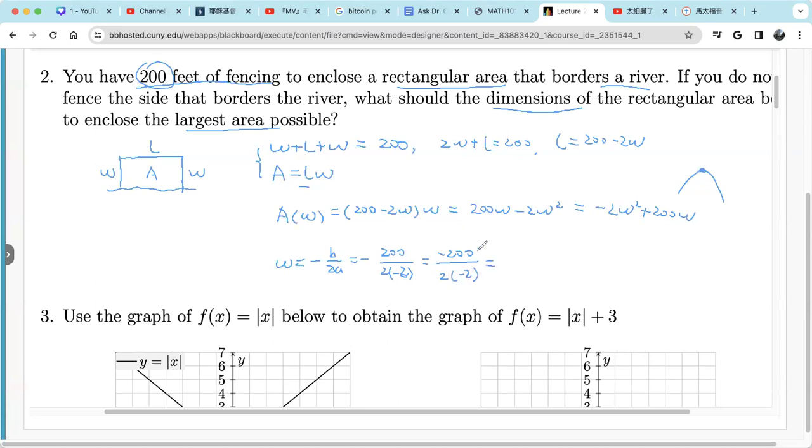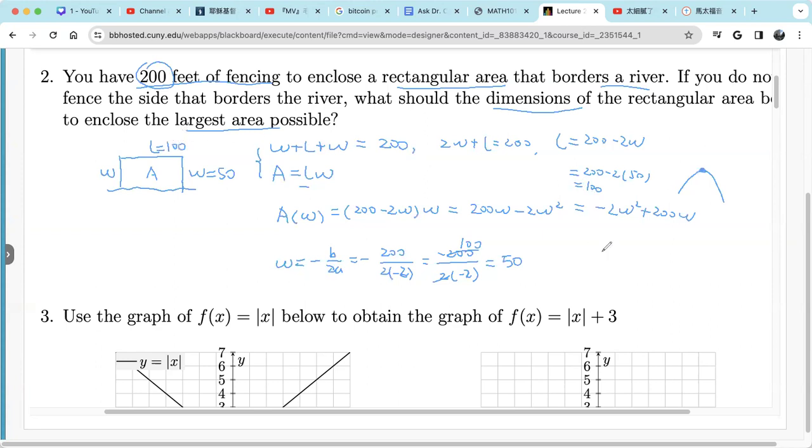Again, negative and negative become positive. 200 simplified with this 2, get 100. 100 divided by 2, get 50. So the width is 50. Then the length is 200 minus 2 times 50. 2 times 50 is 100. 200 minus 100 is 100. So the length is 100.